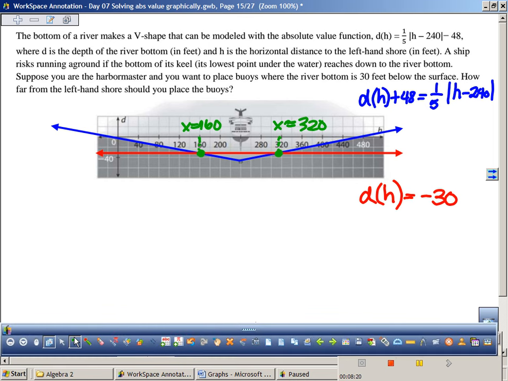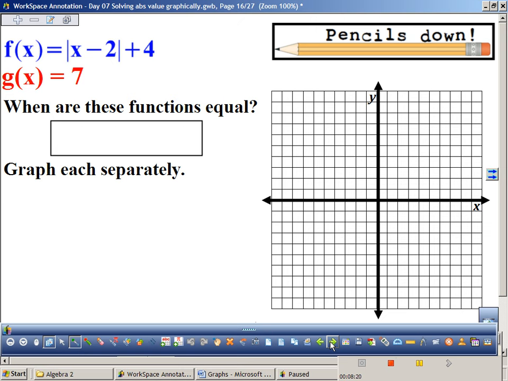Okay. All right, so we can do this graphically. Graphically is kind of cool, but if I want to tell a ship where it needs to go, I better be pretty accurate. So graphing isn't really accurate in this problem, right? So tomorrow we're going to do this problem algebraically. All right, moving on. Pencils down.